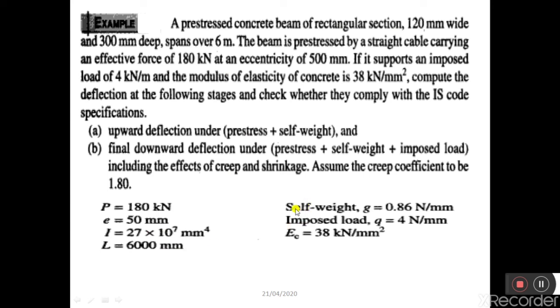Self weight is calculated using the cross section area, that is 120 into 300, into density of concrete. That gives 0.86 Newton per mm. You can keep this in terms of kilonewton per meter, kilonewton per millimeter, Newton per meter, or Newton per millimeter. Here the self weight, area into density, gives 0.86 Newton per mm. The imposed load is given and Young's modulus of concrete is given.